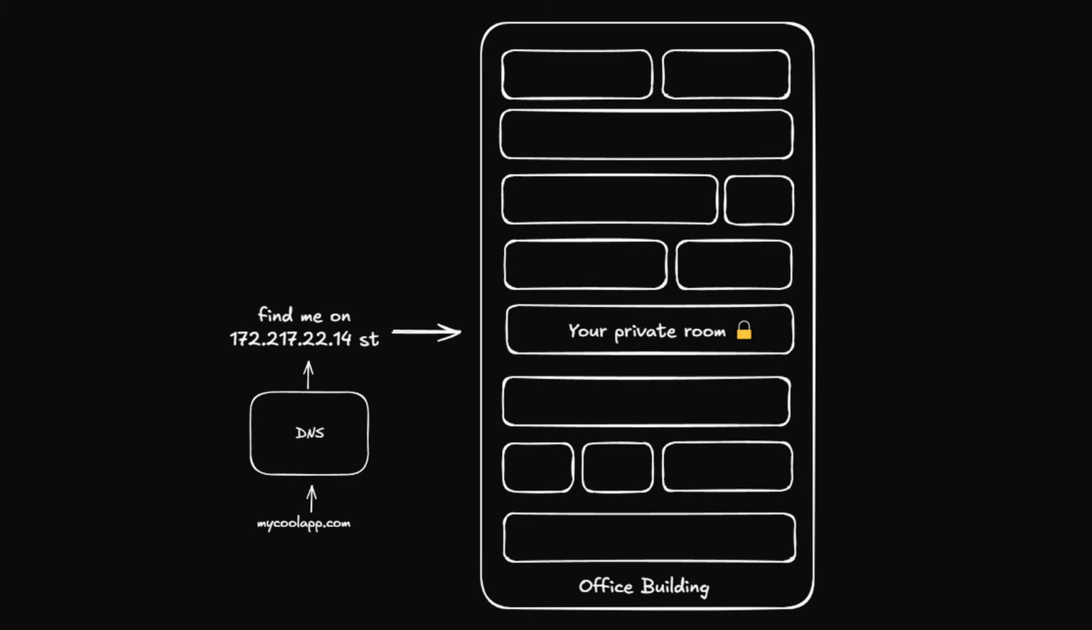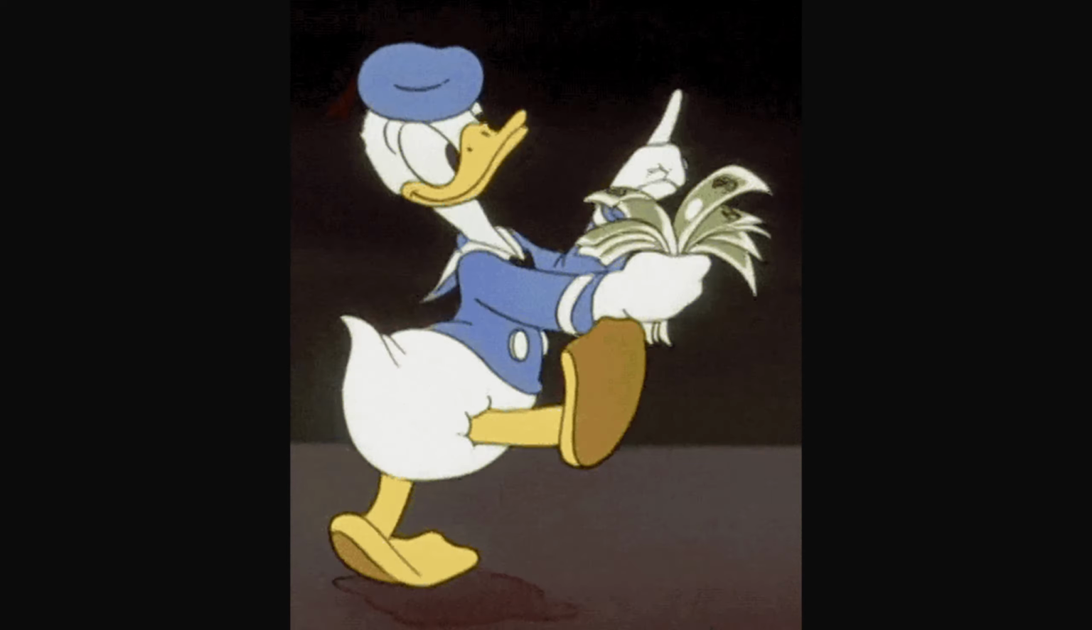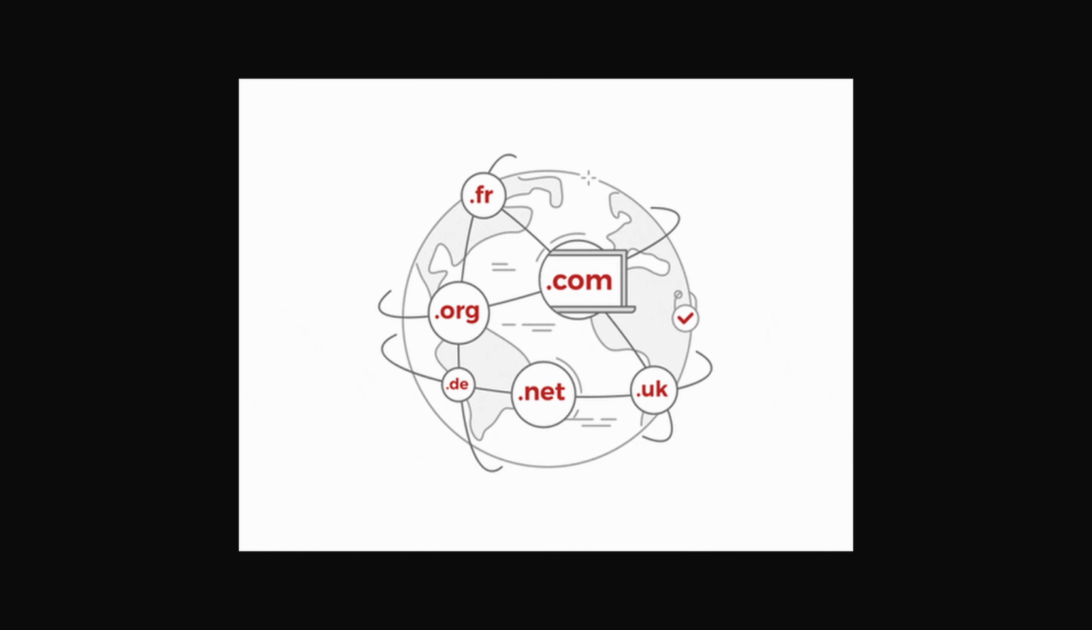Then, you tell the DNS where to find your app's room by linking your domain name to your VPS's IP address. Domain names can vary in price depending on their length and extension, like .com, .io, etc.